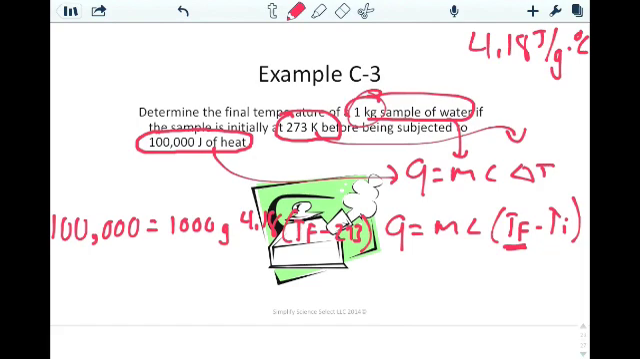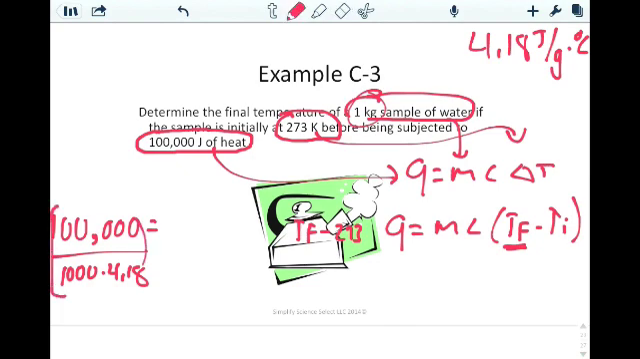So we go ahead and solve for this algebraically. We divide both sides by 1,000 times our 4.18, which gets these to the other side, and then we're just left with this. And then all we do to solve the rest is add 273, and that will give us temperature final, which should be right around 297 Kelvin.